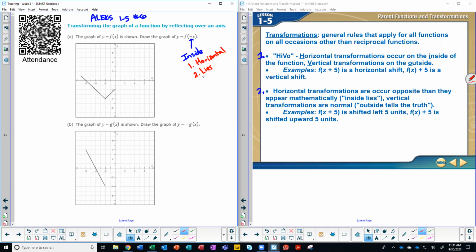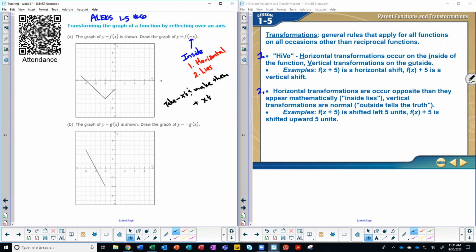So instead of taking positives and making them negatives, what's going to happen is it's going to take negative x's and make them positive x's. So that's what's going to happen. It's going to take negative x's. Let me write the word take. Negative x's and make them positive x's.